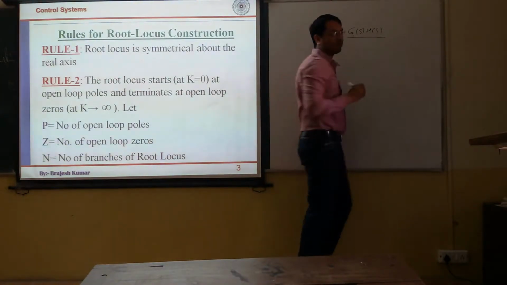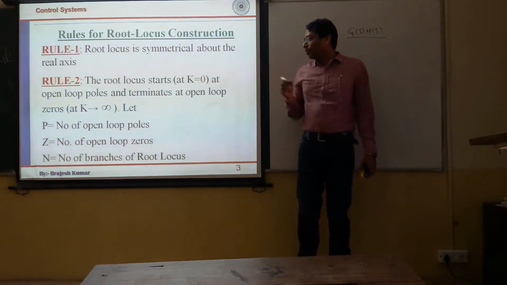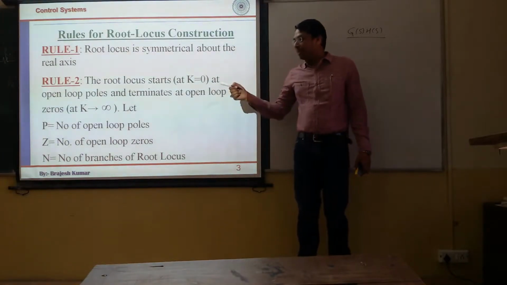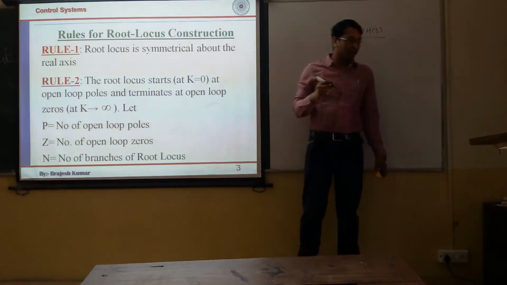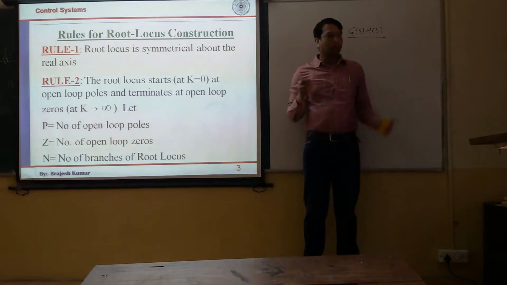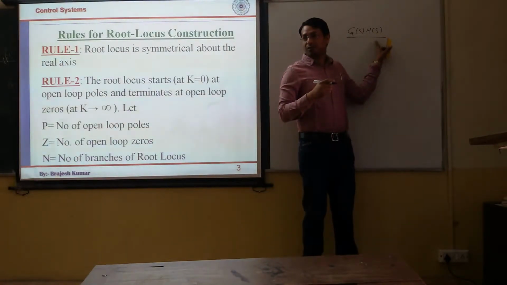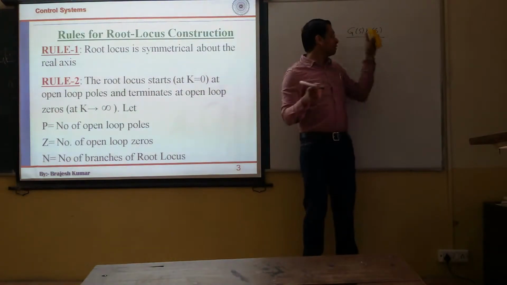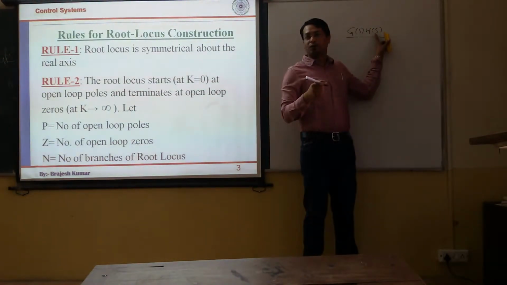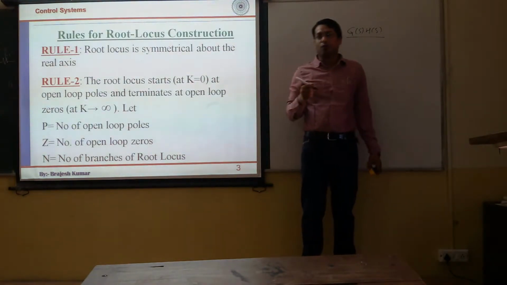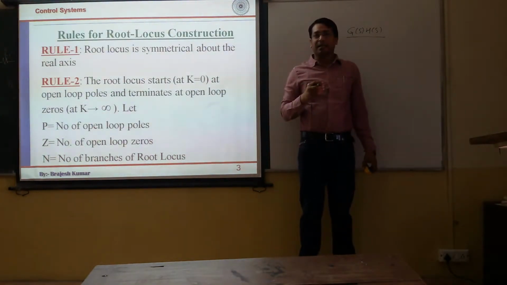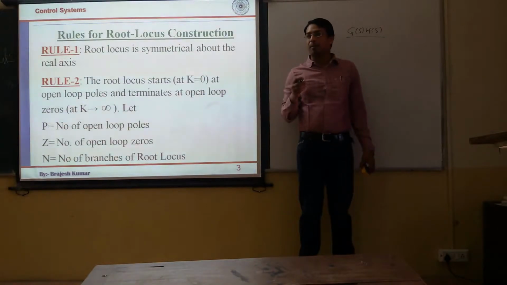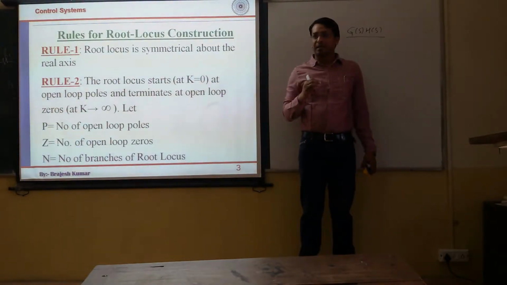Correct? So for the sake of convenience, we are going to assume that capital P is the number of open loop poles of your open loop transfer function. By saying open loop poles, it signifies that it is the pole of G(s) multiplied by H(s). Correct? Z is the number of open loop zeros and capital N is the number of branches of the root locus. Correct? So there might be three cases.